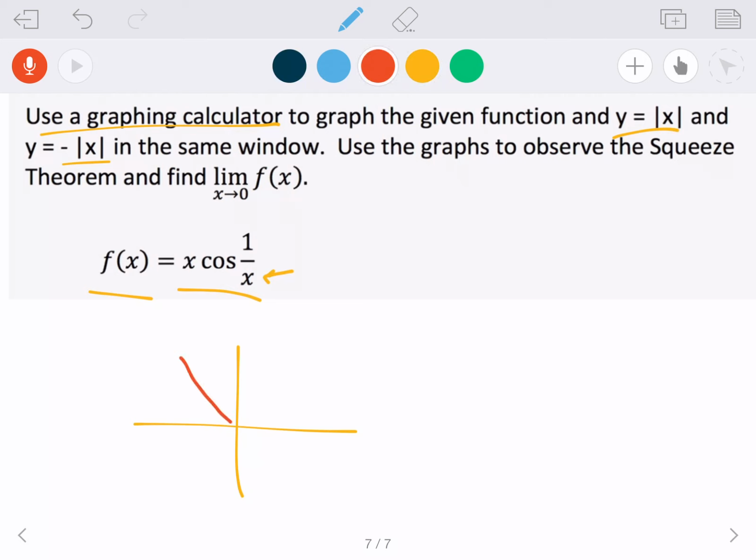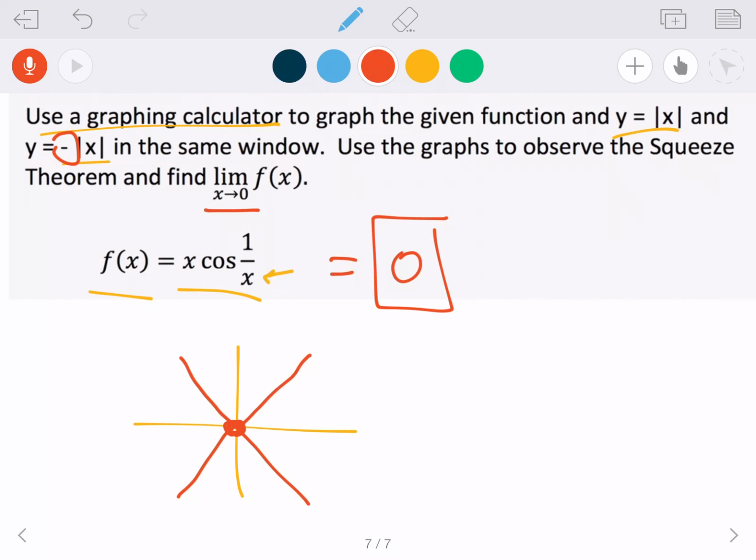Absolute value of x looks like that. The negative absolute value of x just takes that and flips it over. So at x equals 0, that L value is 0. So I already know the answer. The limit as x approaches 0 of f of x is 0. But we'll humor them. We'll go graph it and see what that function looks like, because I have no idea what that one looks like. So let me switch windows and we'll go over to Desmos. That would be a fun one to use right now.